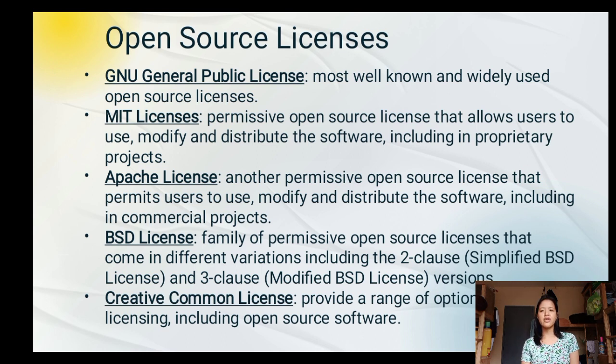Lastly, Creative Commons licenses. While not exclusively for software, Creative Commons licenses provide a range of options for content licensing, including open source software. Creative Commons licenses offer a choice of permissions and restrictions, allowing creators to define how their work can be used, modified, and distributed.